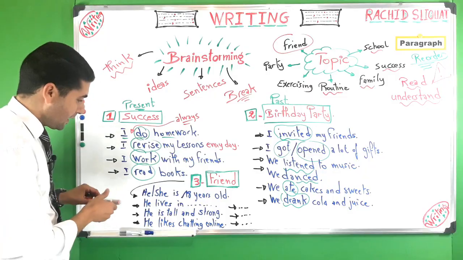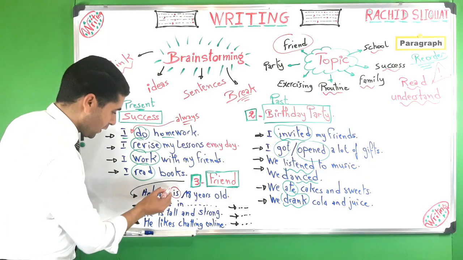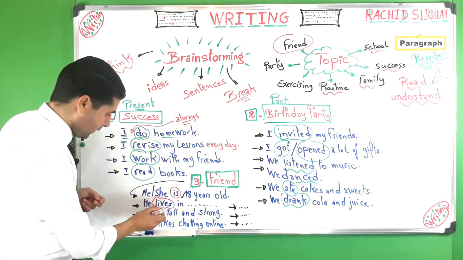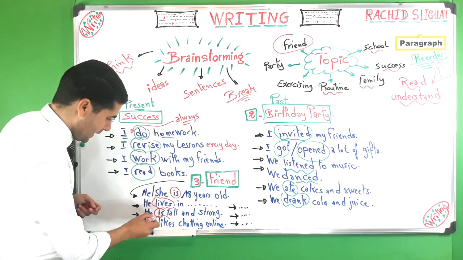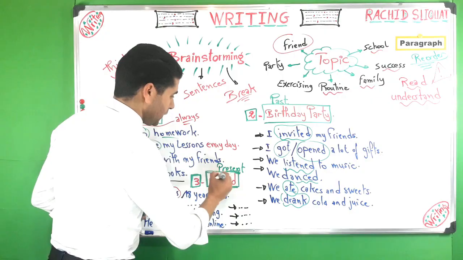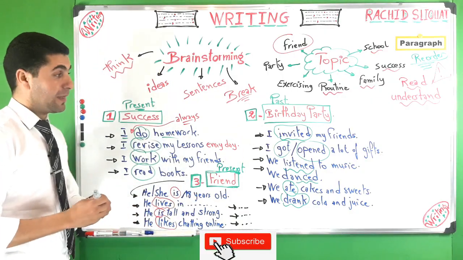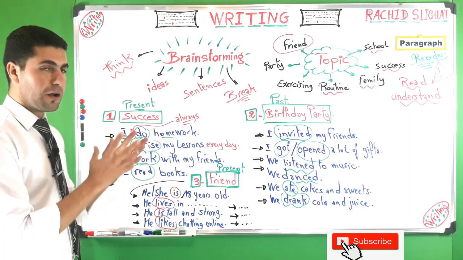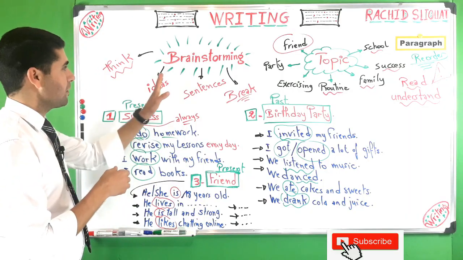As you can see, again, this has to do with the present, okay. We are talking about your friend in the present. He is, he lives, he is, and he likes, the present, okay. Not like, for example, the birthday party. That has to do with the past, okay. So these are only examples of brainstorming.